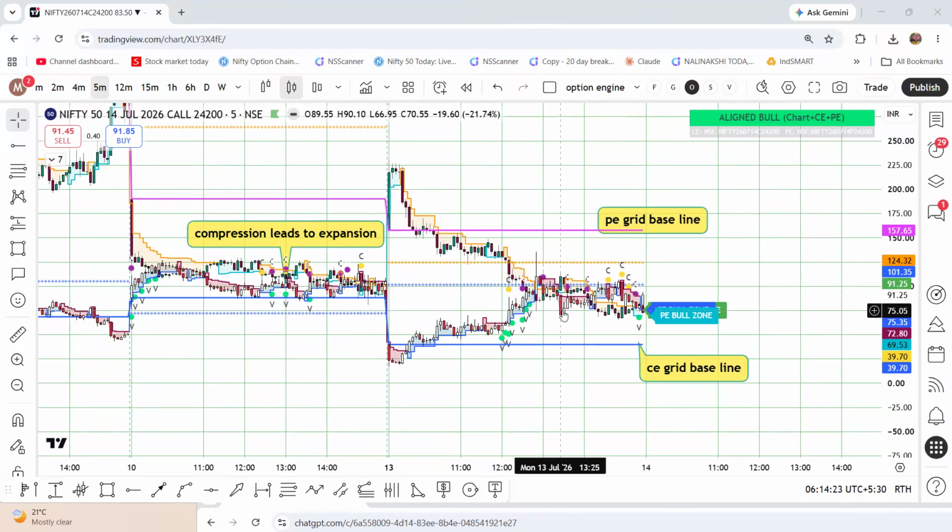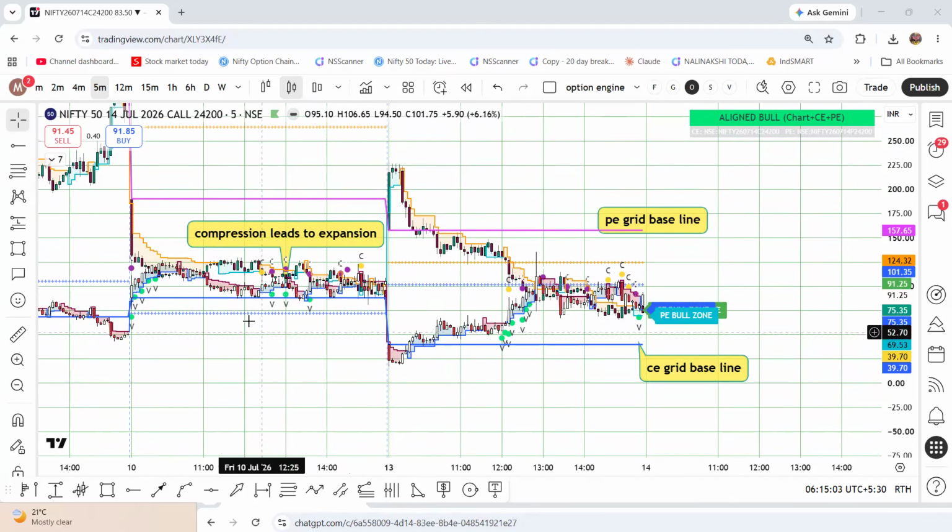And I am on the chart of 24,200 call option and 24,200 put option. Previously, I made a video about the option premium. This is my dual option premium engine. If I apply this indicator, if I click on any call option, it automatically selects the opposite equivalent put option. So what we are seeing is the 24,200 put option and the 24,200 call option.